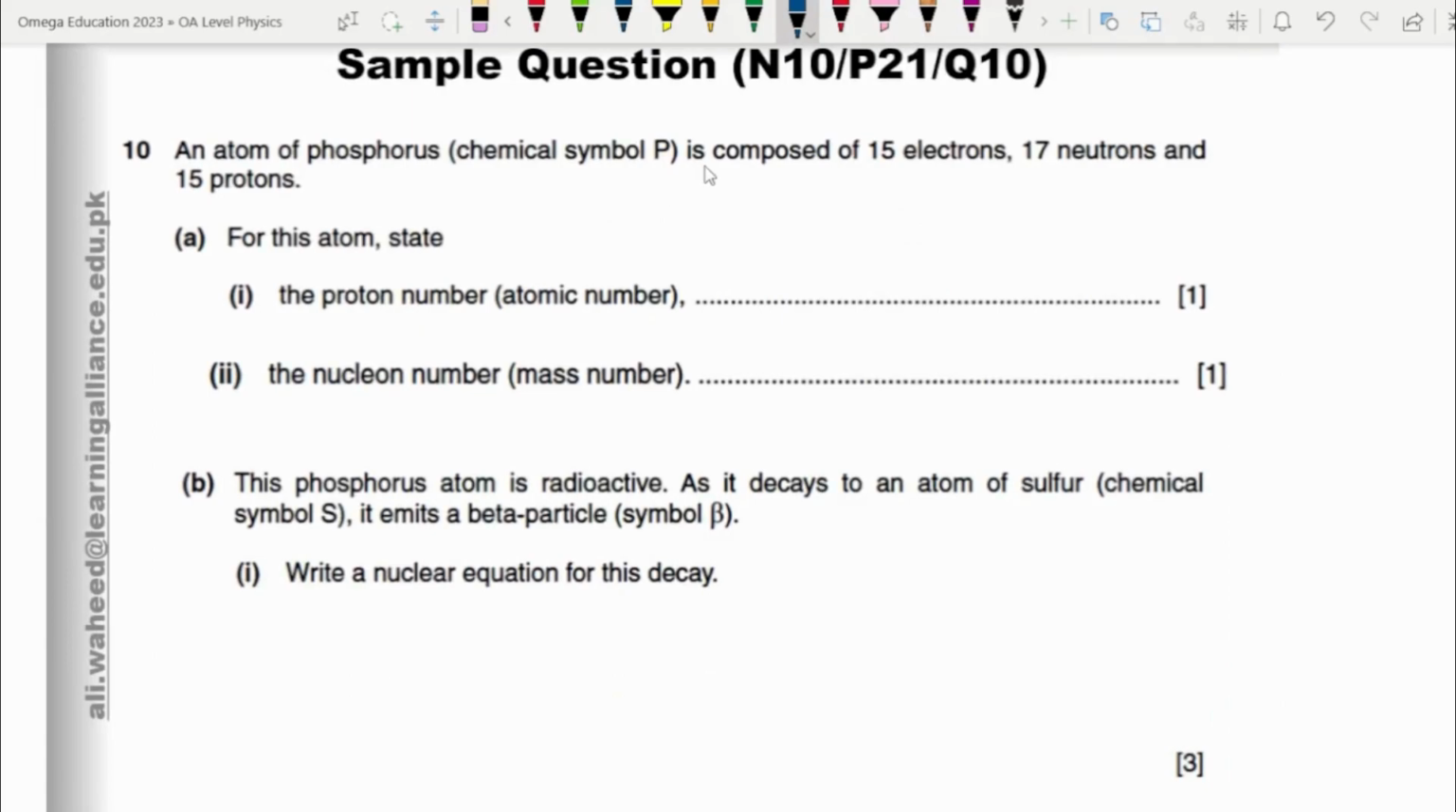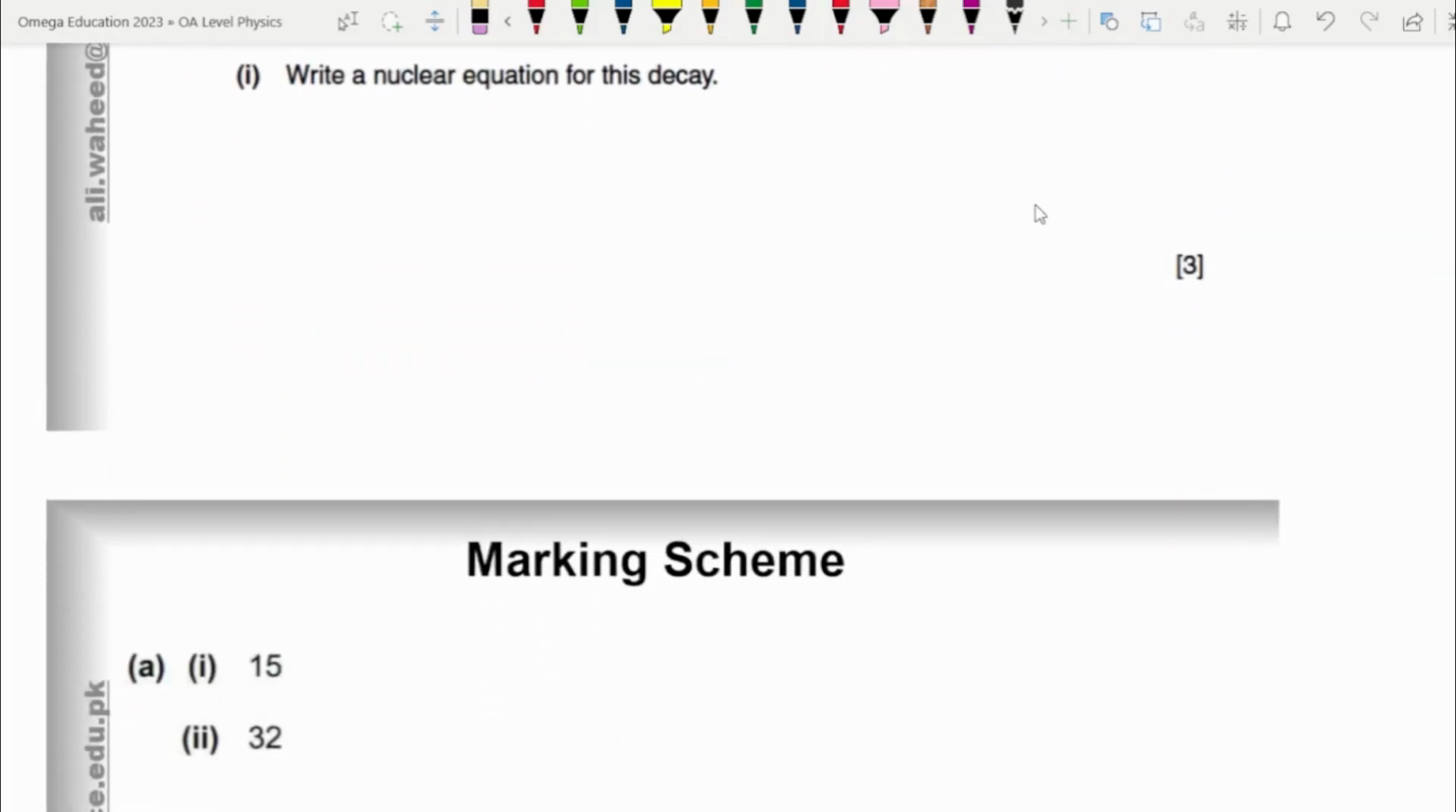An atom of phosphorus is composed of 15 electrons, 17 neutrons, and 15 protons. For this atom, state the proton number. So easy one. Proton number is the number of protons, which is 15. The nucleon number is the number of protons plus the number of neutrons, so 15 plus 17, 32. And the next part, the nuclear equation for this decay, we would not be able to solve for a while.